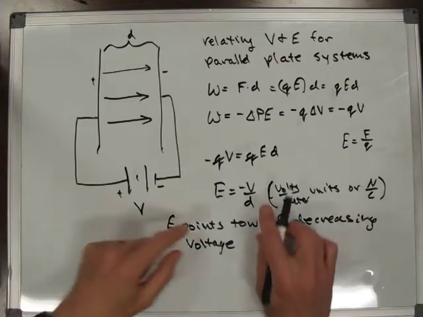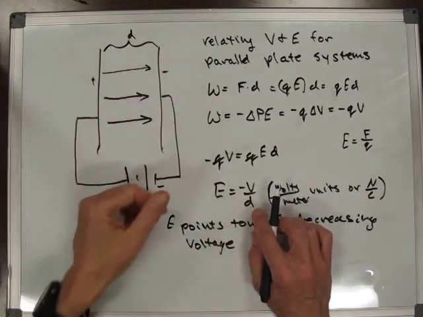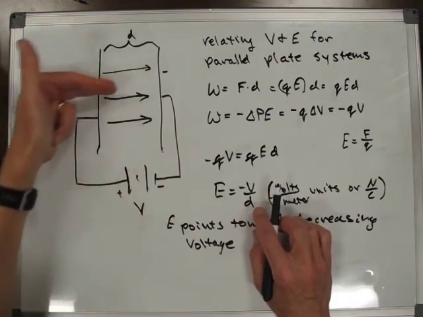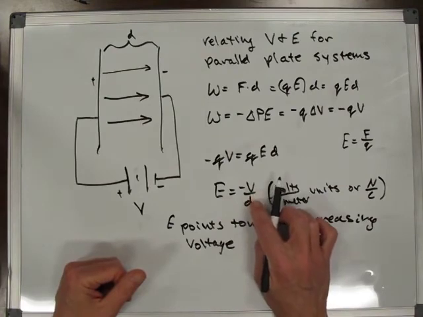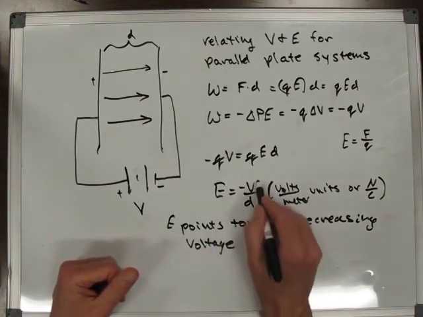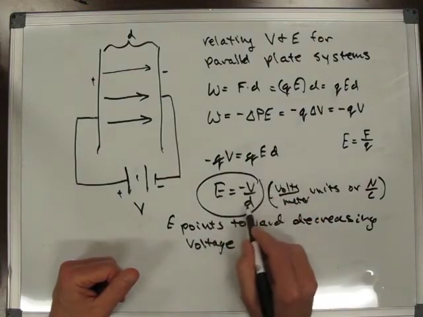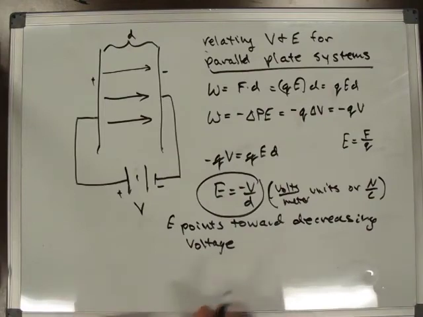Most of the time, we'll just be dealing with magnitudes, because if I drew a positive plate and a negative plate, you would already know that the electric field is going to point from the positive charge towards the negative charge. So most of the time, we'll just be asking for the magnitude of the electric field. But this is a relationship between electric field and the voltage for parallel plate systems.